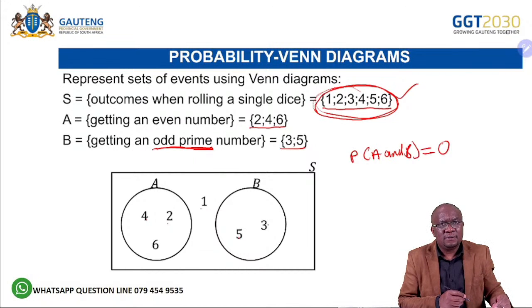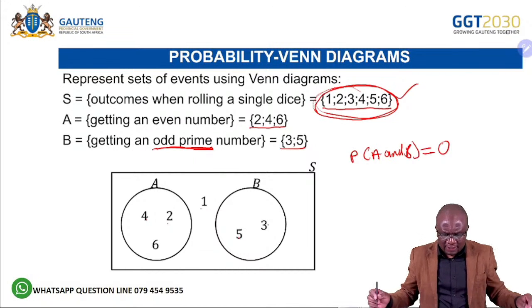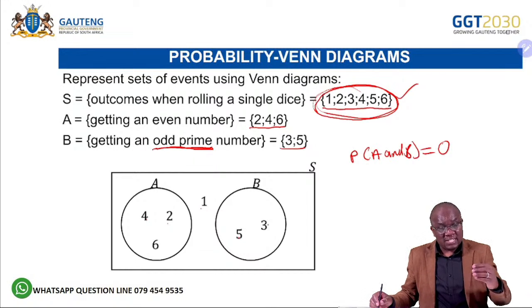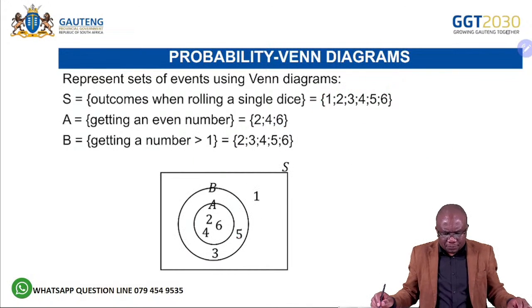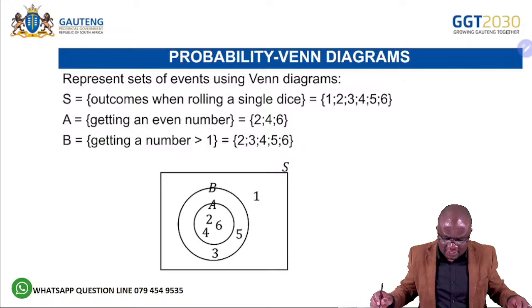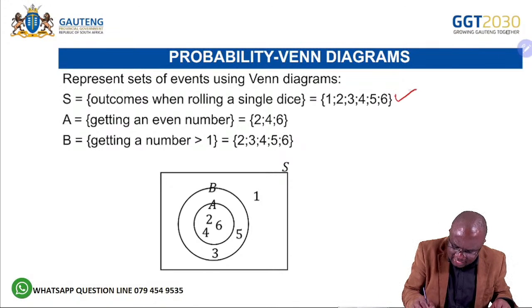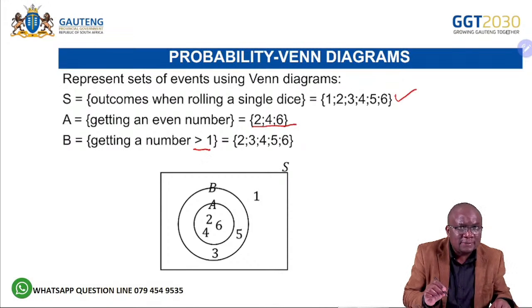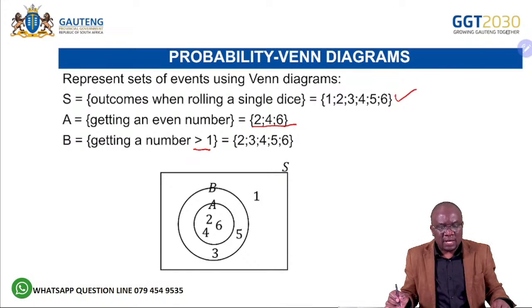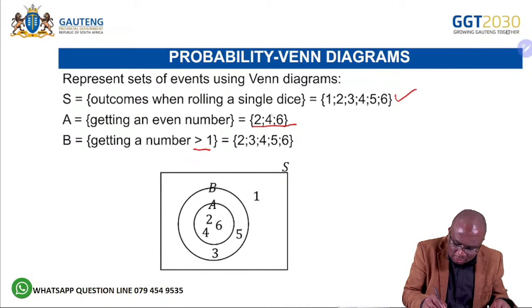Okay? Right. And then I'm trying to move slow. Please try to use the time to also write short notes. And then now, we have these events. We're still throwing a dice. And then we have events of getting an even number and then getting numbers that are greater than 1. Numbers greater than 1. So if you check, all these numbers are found in event B.